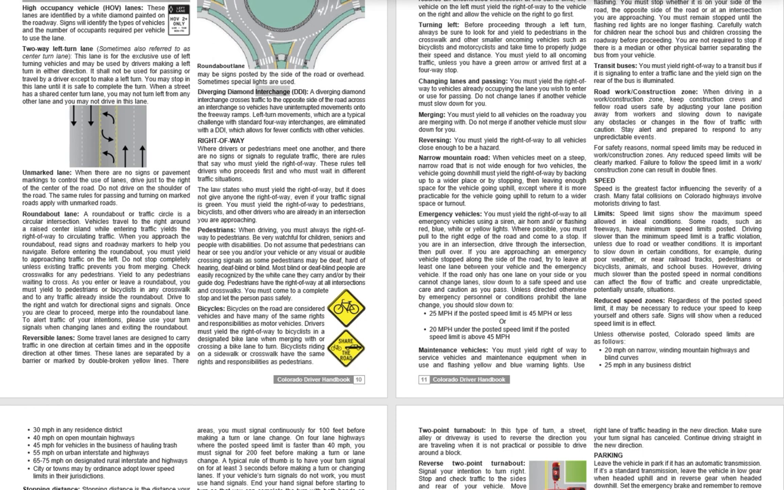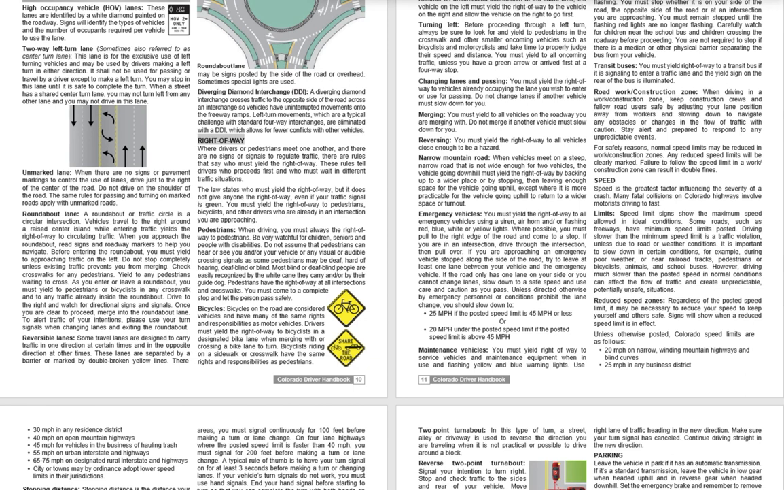Diverging diamond interchange, DDI. A diverging diamond interchange crosses traffic to the opposite side of the road across an interchange so vehicles have uninterrupted movements onto the freeway ramps. Left turn movements, which are a typical challenge with standard four-way interchanges, are eliminated with a DDI, which allows for fewer conflicts with other vehicles.